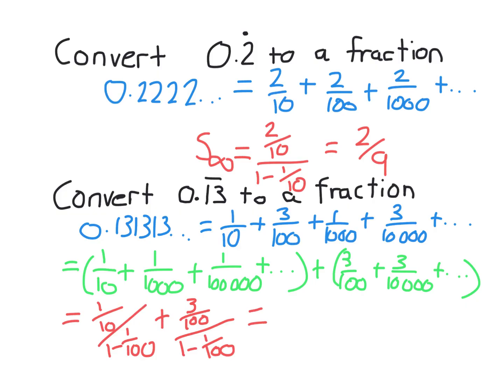So the first fraction here, if you put it on your calculator, you get 10 over 99, and the second gives you 3 over 99. So adding those together, we simply get 13 over 99, and we're done. Let's look at some harder questions now.